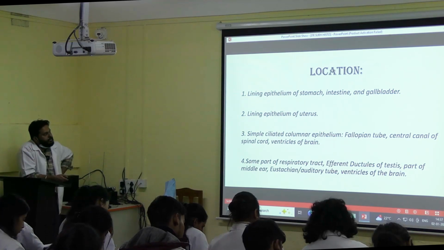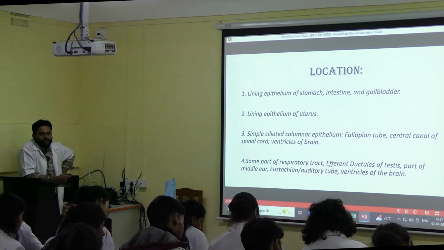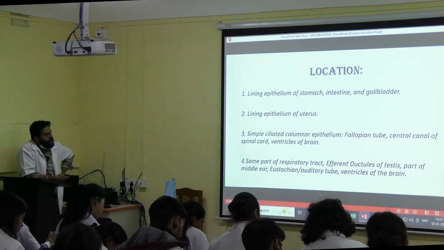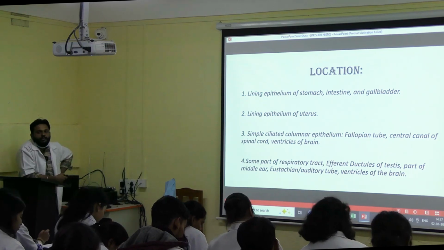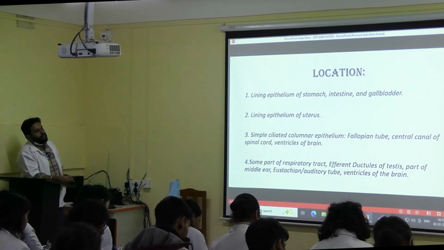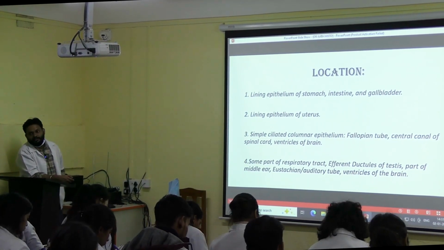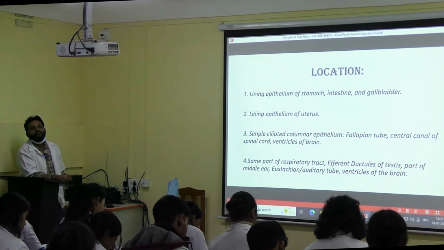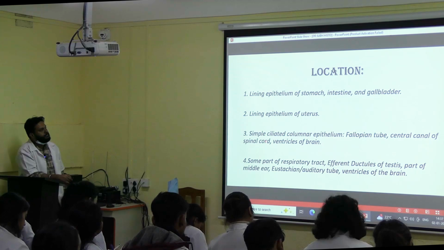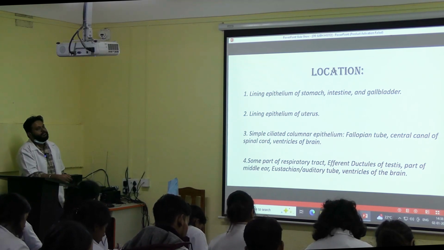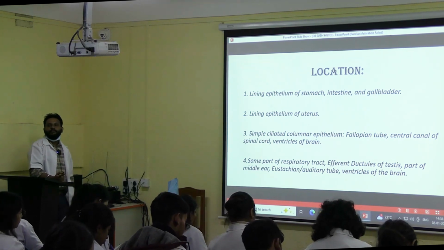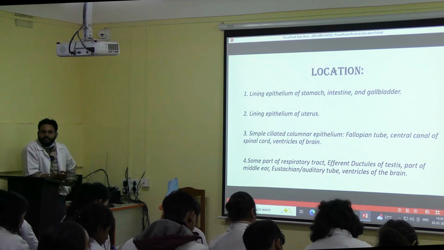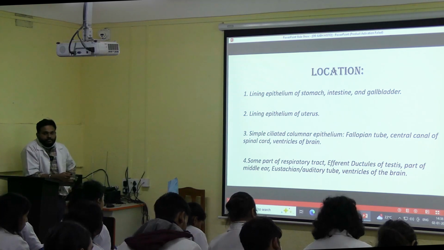Simple ciliated columnar epithelium is also found in fallopian tube, central canal of spinal cord and ventricles of brain. Ventricles, you people will read about these ventricles in CNS. Okay? Brain and head neck chapter. There are third ventricle, fourth ventricle and lateral ventricles. Important for your university exam.